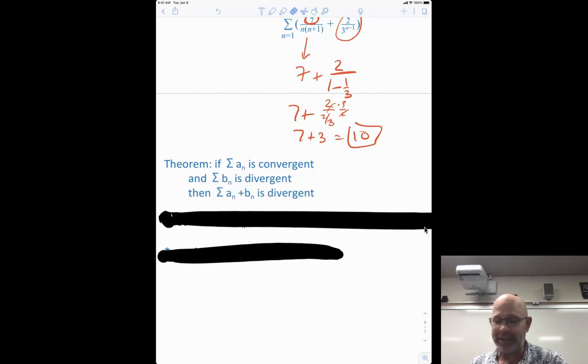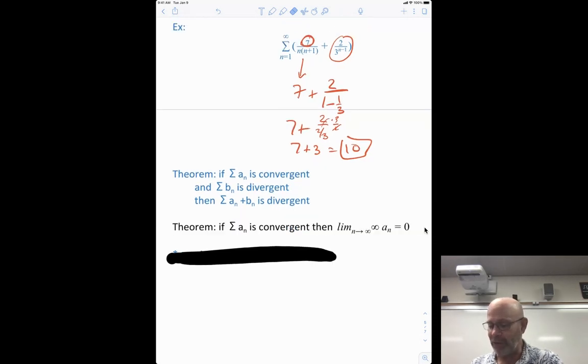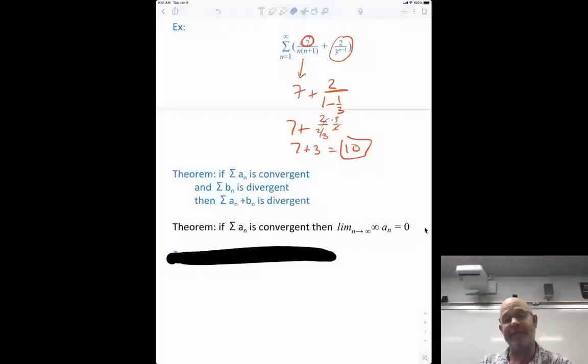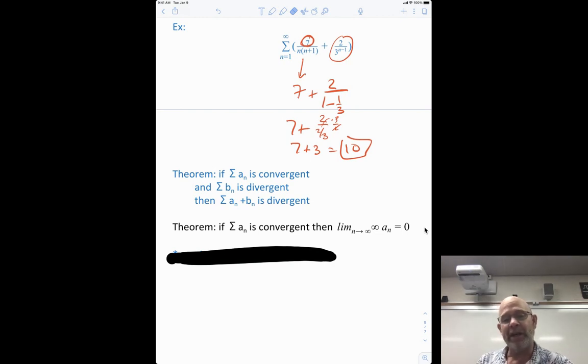Just a couple things here that might help. If one series is convergent and the other one's divergent and you add them together, it's going to diverge. It's just like adding a number to infinity. Okay. And then just to come back to that nth term test, just to remind you, this is maybe the most important thing. It's not exactly the nth term test, it's just kind of flipping things around, but it says if a series is convergent, then the limit as n approaches infinity.